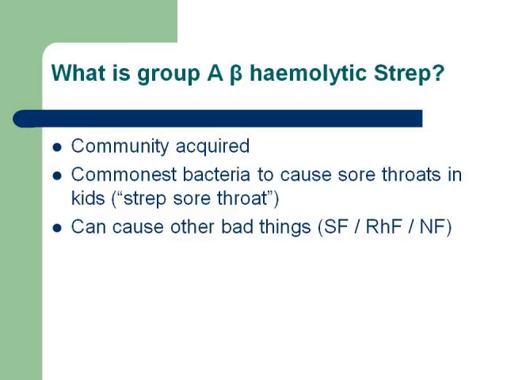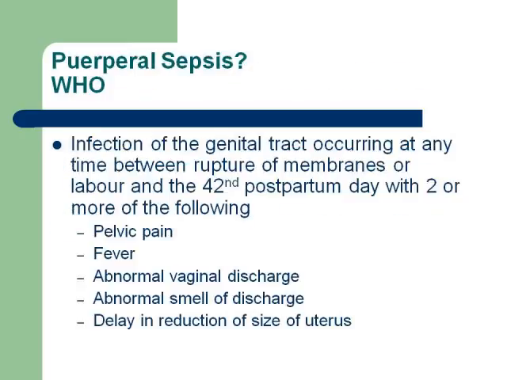And it is a cause of puerperal sepsis, which again we nodded at. Thought, I wonder exactly what puerperal sepsis is. So this is the World Health Organization definition of puerperal sepsis. It's infection of the genital tract any time between rupture of membranes or labour and 42 postpartum days, with 2 or more of the following.